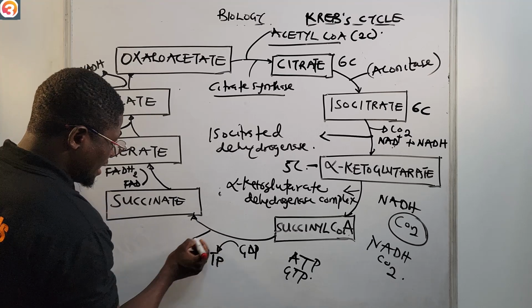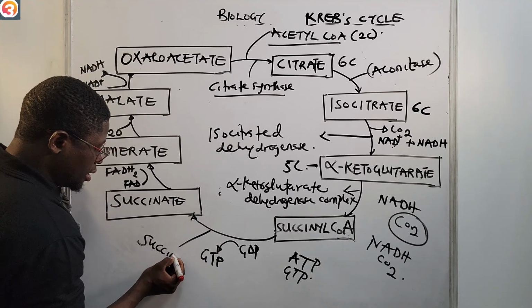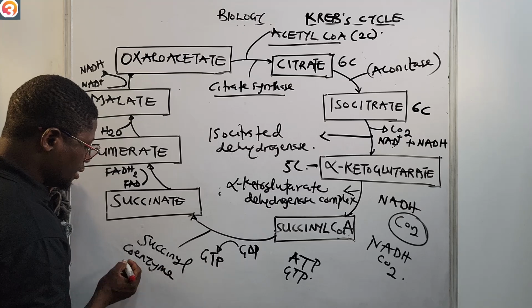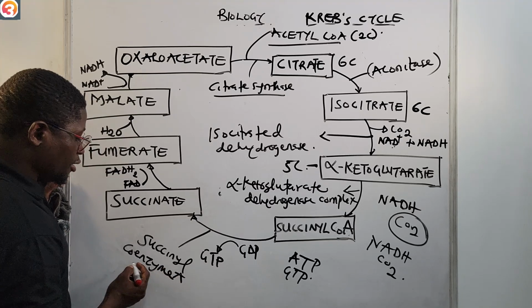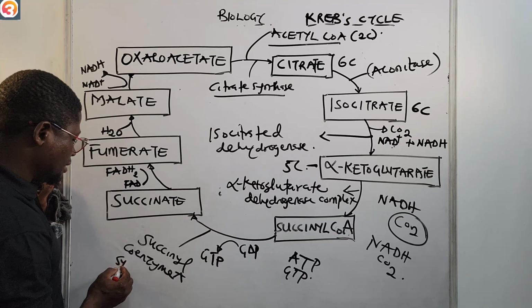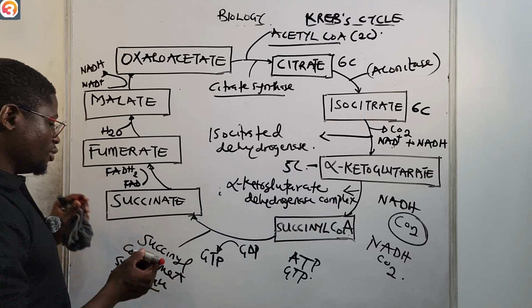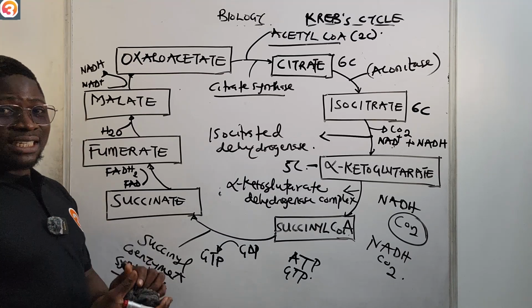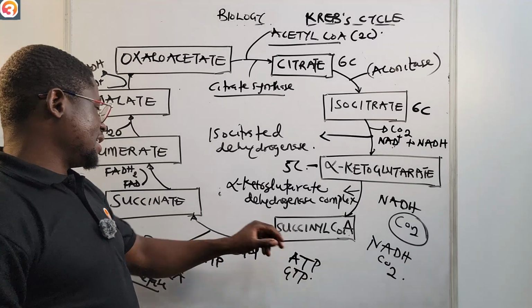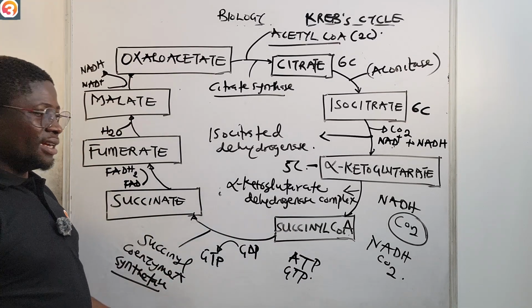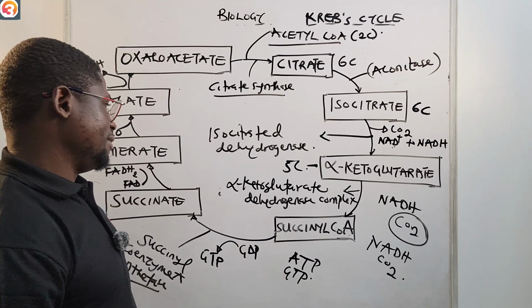Succinyl coenzyme A, or CoA, synthetase. Please take note of that. So the enzyme involved in the conversion of succinyl coenzyme A to succinate is succinyl coenzyme A synthetase, and this process leads to the production of ATP.